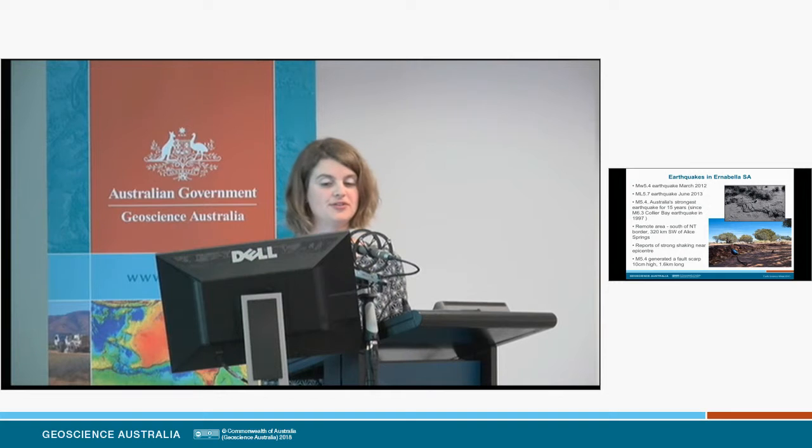There were reports of strong shaking near the epicentre, and Geoscience Australia scientists went out and visited this area and mapped a fault scarp that was created from the earthquake, which was 10 centimetres high. So you can see here's the GPS for scale, and it was about 1.6 kilometres long.